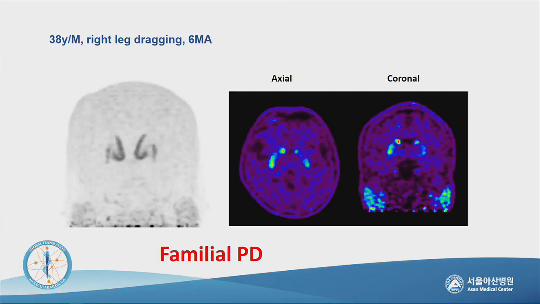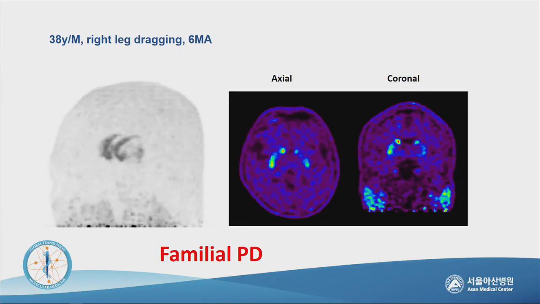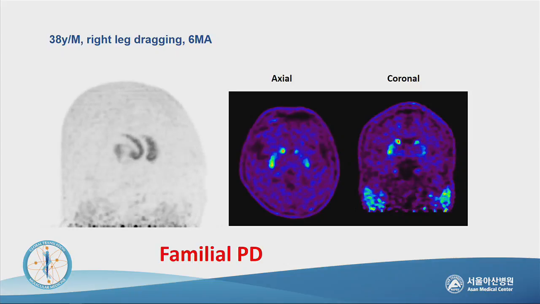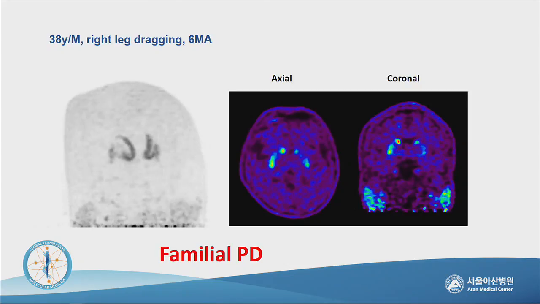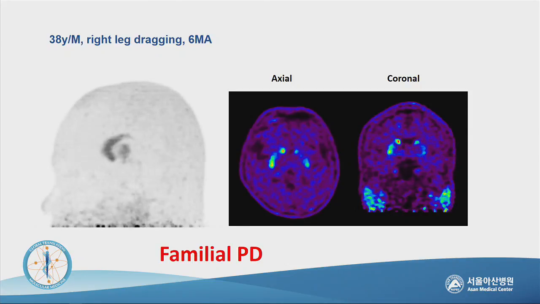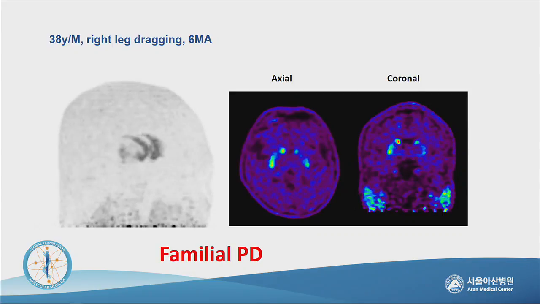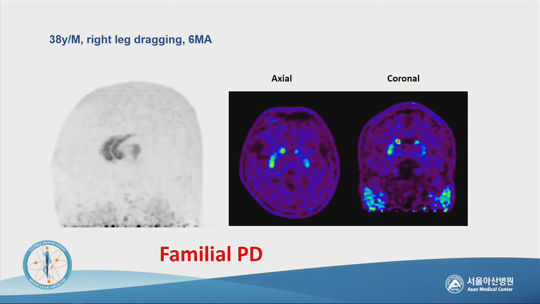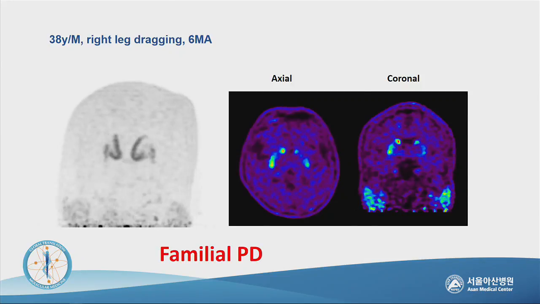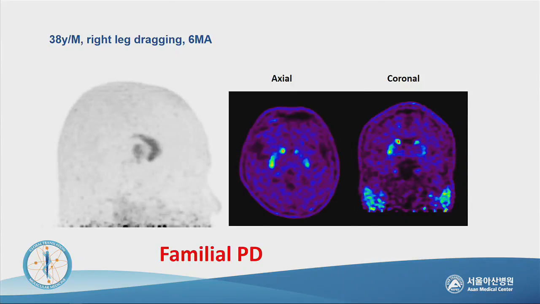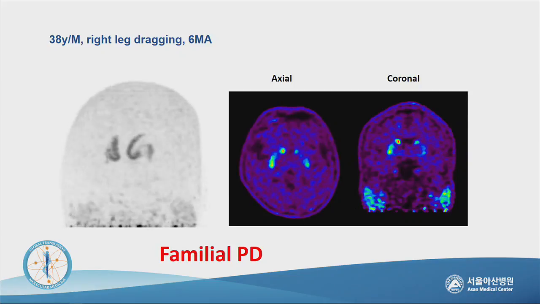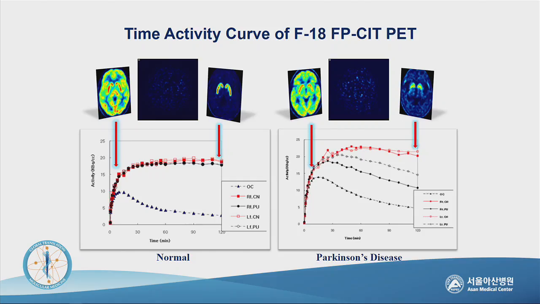You know, familial Parkinson's disease shows various patterns of the striatal uptake. So we cannot always make an exact differential diagnosis between Parkinson's disease and atypical Parkinsonism using FPCIT PET alone. So we need another weapon for accurate diagnosis.